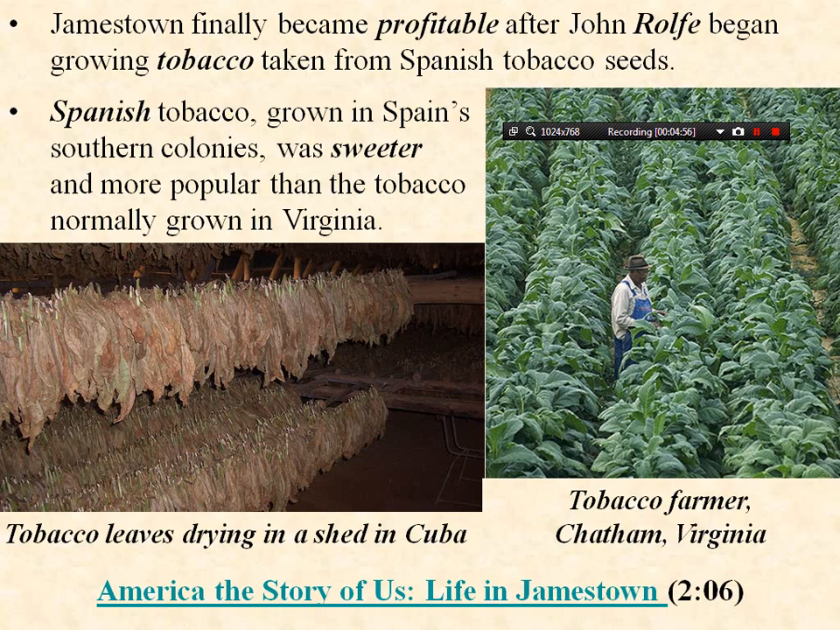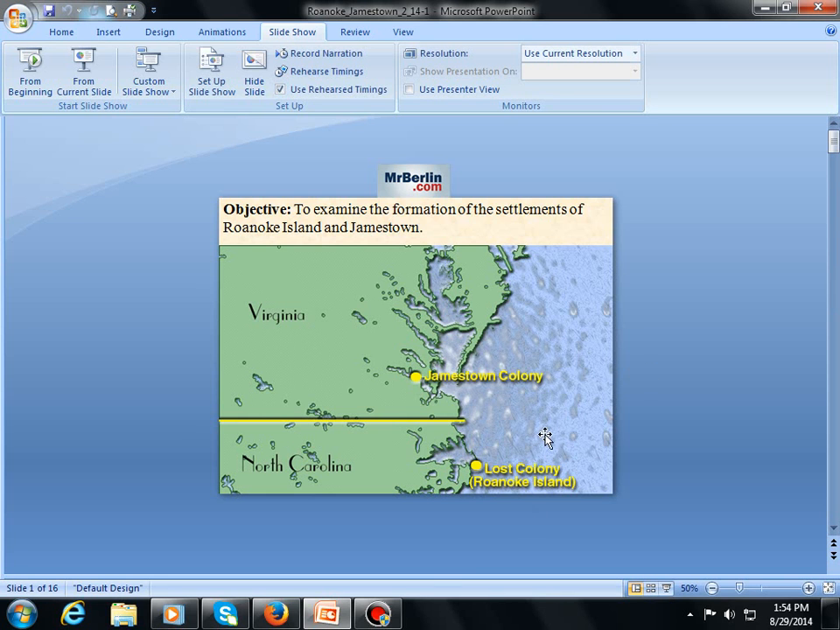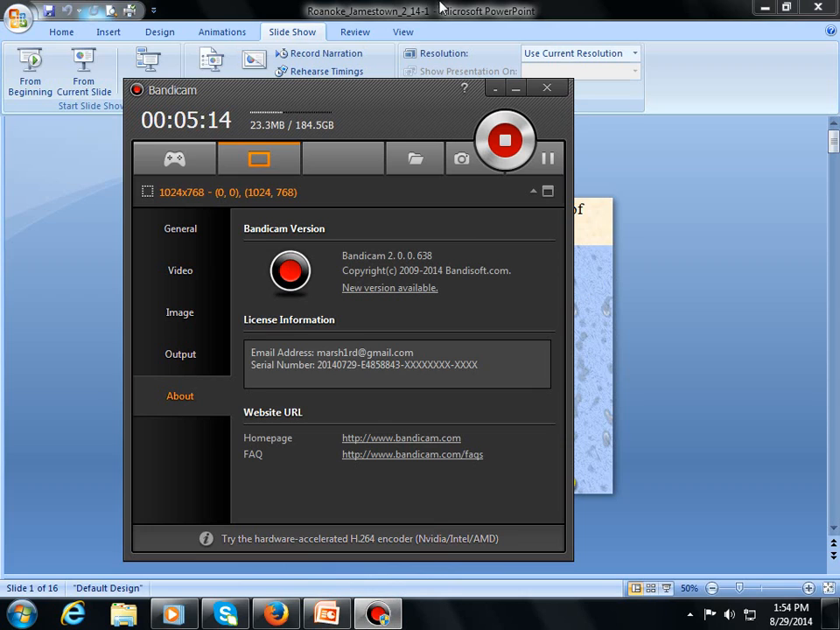Okay, so Jamestown goes from being this small little colony with two-thirds of people dying of disease to becoming one of the wealthiest colonies because of this cash crop, tobacco. We'll see how that plays a role in the history of our nation.